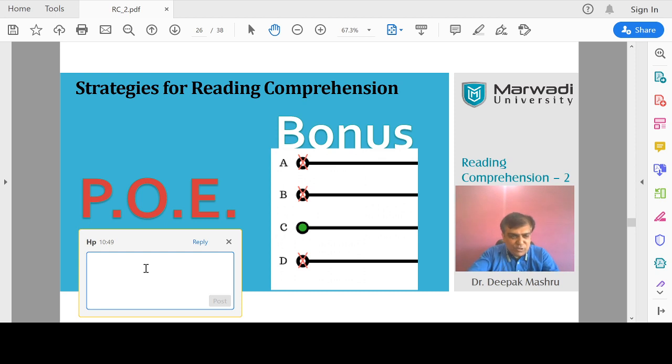Oh, I know that it's difficult to find out. Okay, I'll tell you. POE stands for process of elimination. What do you mean by process of elimination? That means when you are not sure which option is correct out of four, go reverse. Go reverse. Not point of entertain.